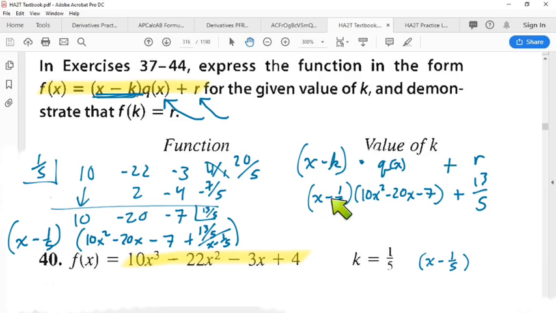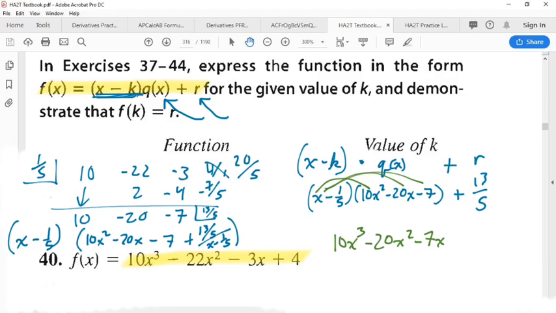Now, if I actually multiplied this out and then added 13/5, do you think we would get that? Yeah, because that's what you're saying. Go ahead and multiply it out. All right, let's do it. What is x times that? 10x to the third. X times that? Negative 20x squared. What is x times the negative 7? Negative 7x. What is 1/5 times that?